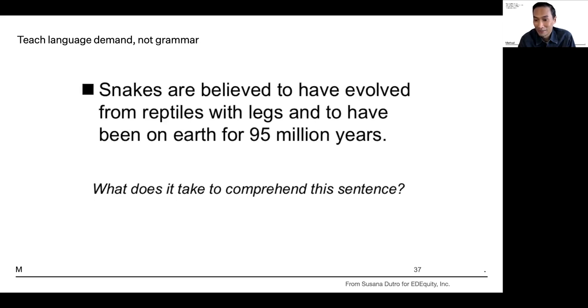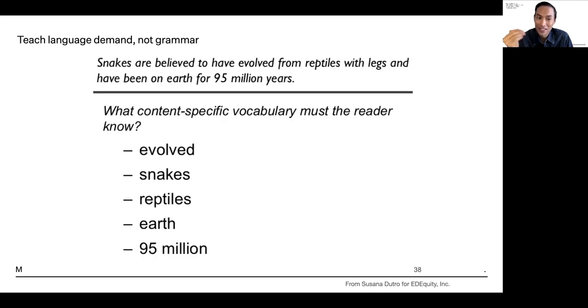All right, you give up? Visuals? Visuals is not here. So it's true that they need to comprehend it, but I'm talking about words. What words do they need to know the definitions of in this sentence? Yes, Juan Camilo, how are you doing? The verb evolve is a great one. They need to know evolve. Snakes and reptiles, excellent, you got it. Evolve, snakes, reptiles, they need to know Earth, they need to know the concept of 95 million.